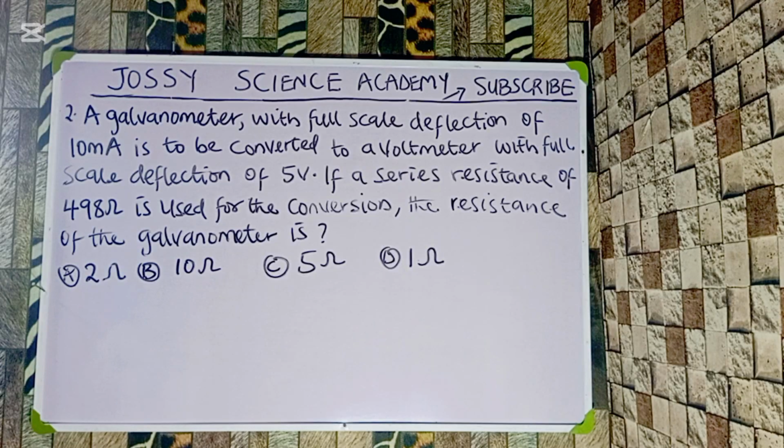A galvanometer with full-scale deflection of 10 milliamperes is to be converted to a voltmeter with full-scale deflection of 5 volts. If a series resistance of 498 ohms is used for the conversion, the resistance of the galvanometer is what? Option A, 2 ohms. Option B, 10 ohms. Option C, 5 ohms. Option D, 1 ohm.